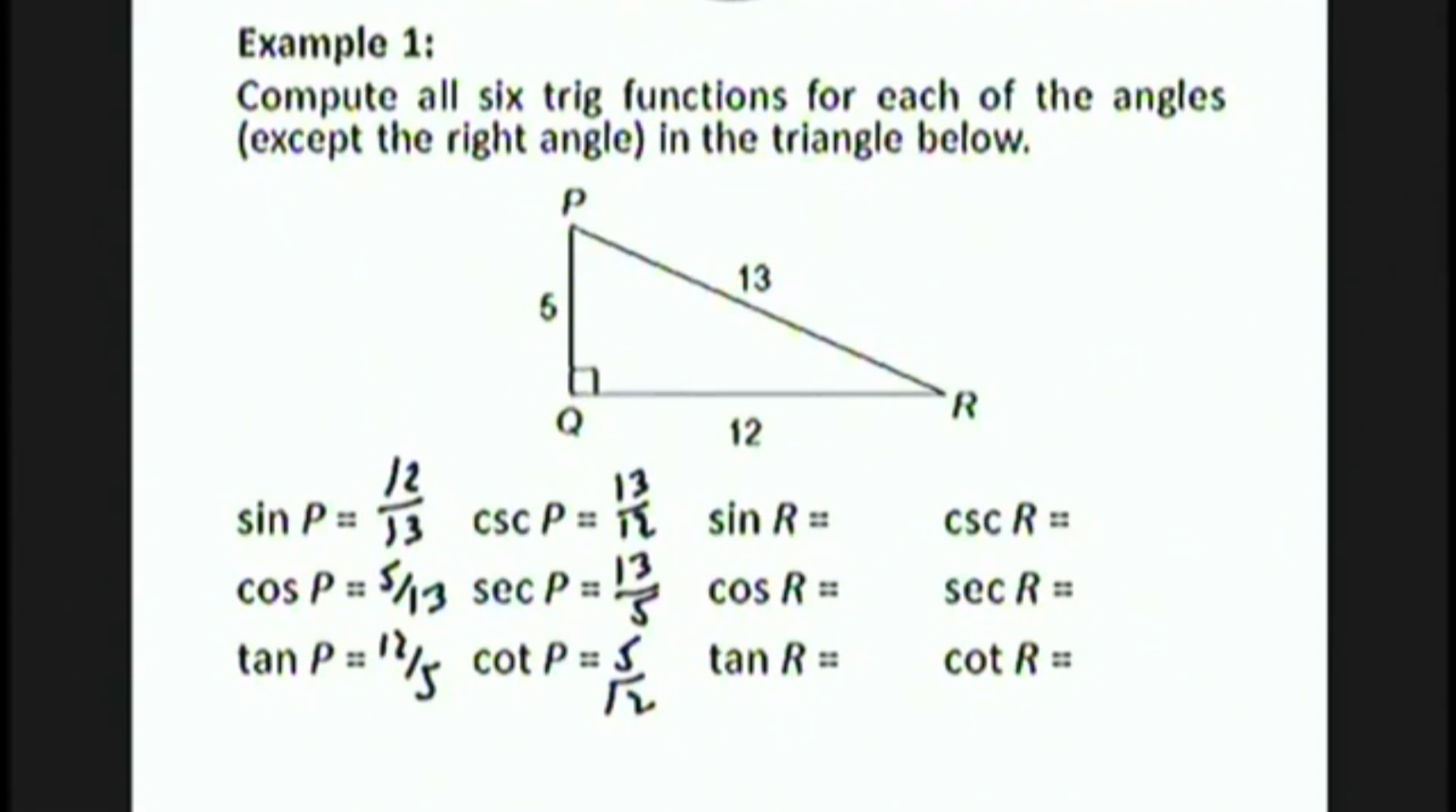And now let's do the same thing for R. Hopefully you have the idea, so I'll write these out just a little more quickly. 5 over 12. Cosecant R is 13 fifths, and here I'm just taking the reciprocals of the other three, 12 over 5.